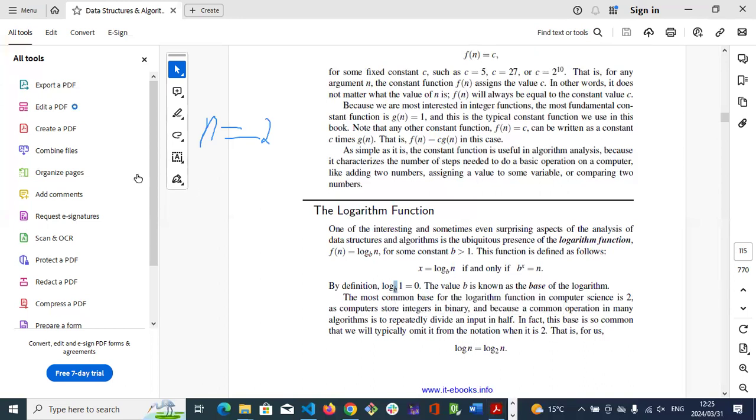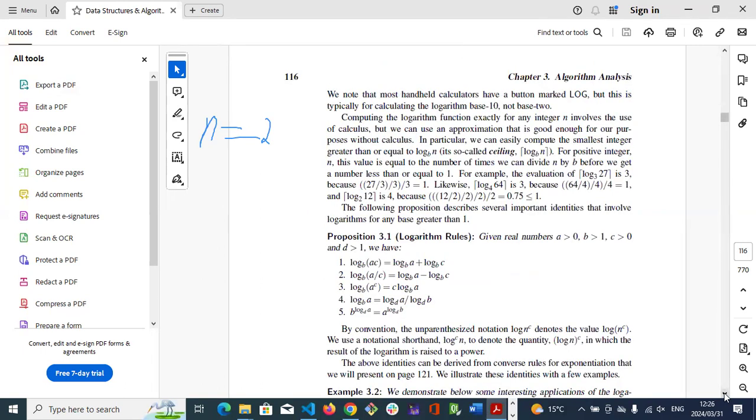This one is known as the base. The most common base of the logarithm function in computer science is 2. Remember, in computer science we use the binary system, where it's either 0 or 1. So when you use the base and the log, it's going to be 2. So we just say log of n is equal to log of n base 2. So b is 2.